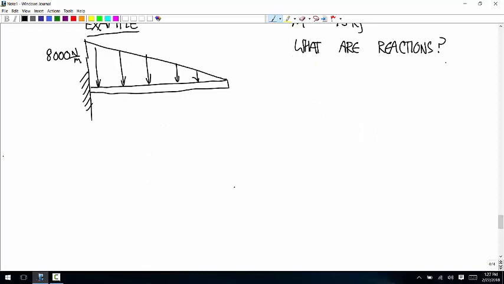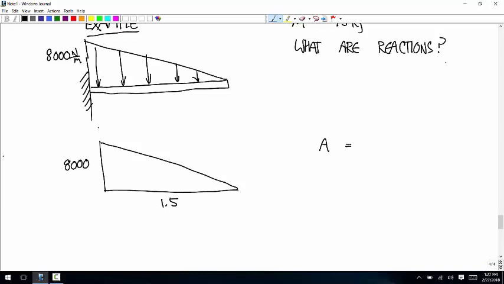Okay, so the first thing, let's figure out the centroid and the total force. We have a base of 1.5, a height of 8,000. So the area is going to be the same as it was before. 8,000 times 1.5 divided by 2 is 6,000. And the centroid location is half a meter.